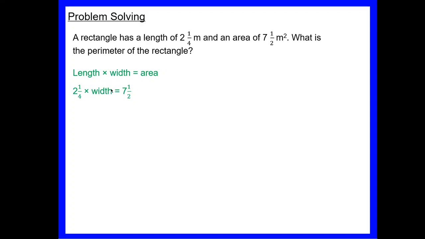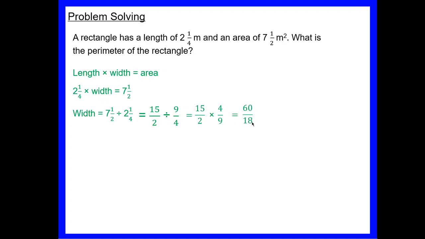Now if I want to find the width, we need to do the reverse process. So if we start at this end with 7½, instead of multiplying by 2¼ we do the inverse, the opposite. We divide it by 2¼. So now we've got to divide our two fractions. They're mixed numbers, so we're going to change them to improper fractions first. We get 15 halves, then 15 over 2 divided by 9 over 4. Remember, keep, swap, flip. We multiply together, so we get 60 over 18.